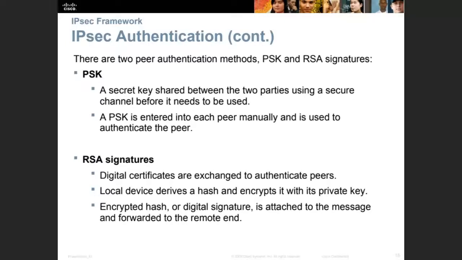Let's talk about RSA first. RSA uses digital certificates, and they are exchanged to authenticate peers, and the local device derives a hash and encrypts it with its private key. The encrypted hash, or digital signature, is attached to the message and forwarded to the remote end, so it's very secure. For the PSK, here we have a secret key shared between the two parties using a secure channel before it needs to be used, and then a PSK is entered into each peer manually and is used to authenticate the peer. Okay.